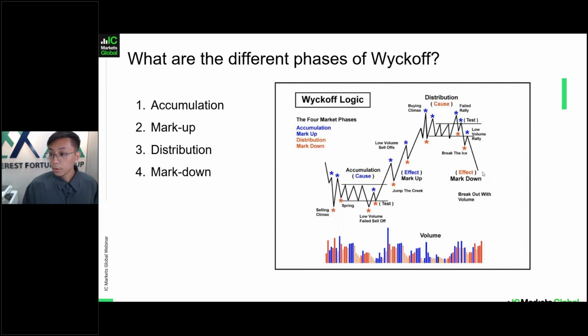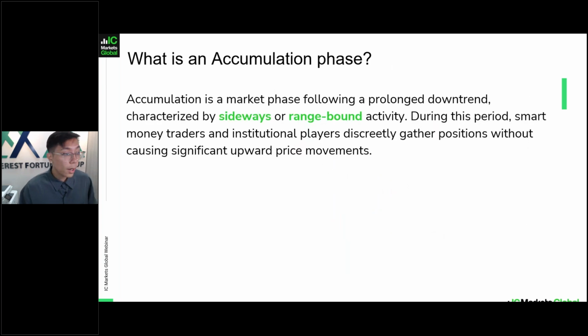Okay. So what is the accumulation phase? Accumulation is basically a market phase following a prolonged downtrend, characterized by sideways or range-bound activity. During this period, smart money traders and institutional players discreetly gather positions without causing significant upward price movements. So they start to pour in their buy positions slowly. That's why we have consolidation. And this Wyckoff is usually used by smart money traders.